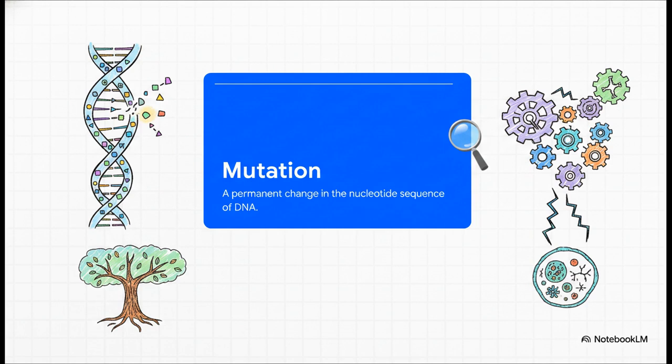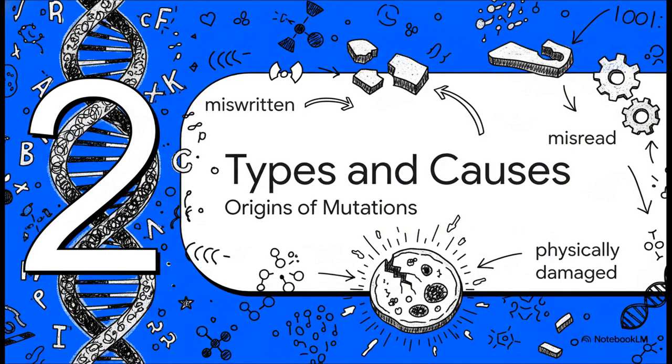I know, mutation can sometimes sound like a scary sci-fi word, right? But honestly, it's an absolutely crucial source of genetic variation. It plays a massive role in evolution. But on the flip side of that, whenever there's an alteration in the sequence, it can absolutely interfere with our normal biological processes. Moving to Section 2, types and causes of mutations, looking at their origins.